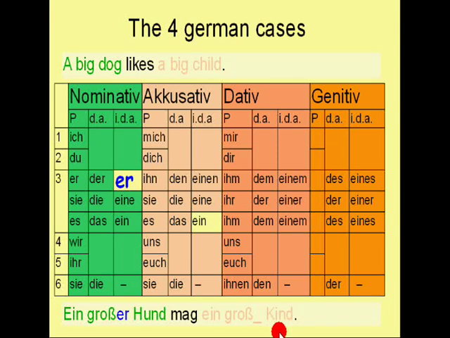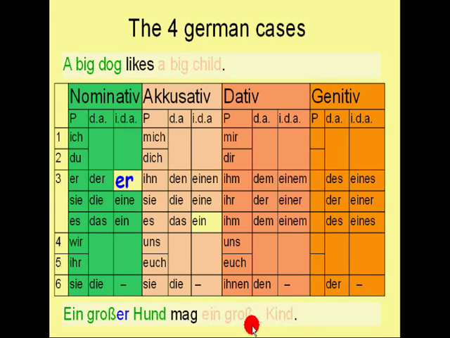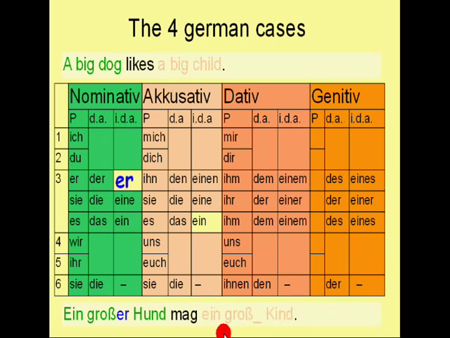And as you can see here again, the ending of the adjective is missing. The adjective here is just in its basic form. So do you remember the adjective ending that belongs to this indefinite article here? It was es. So let's add it to the adjective. Now the whole sentence reads correctly: Ein großer Hund mag ein großes Kind.